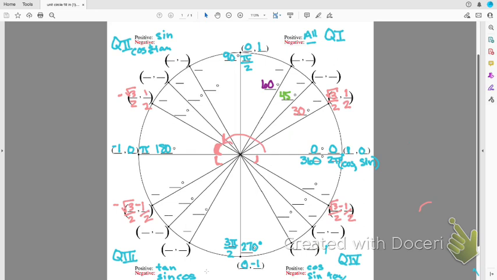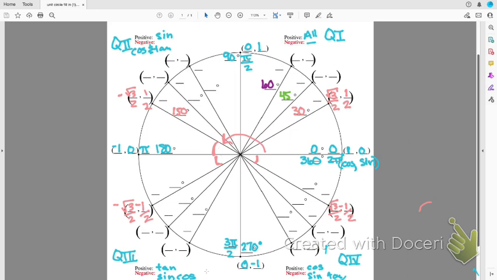$180. 160. No. If this is 30, right in here, it's 150. How'd you figure that out, Bladen? Because 180 minus 30. It's 180 minus your reference angle. Your reference angle is 30. So it's 150 degrees.